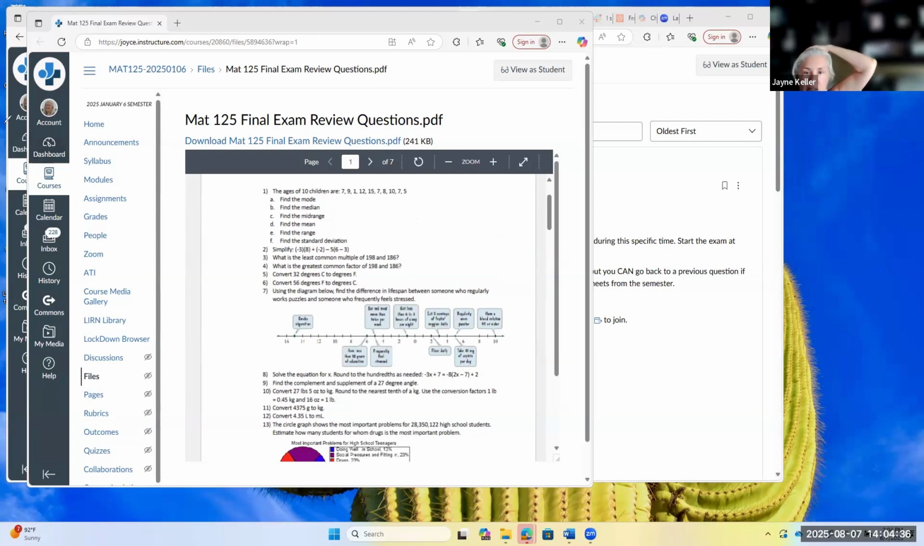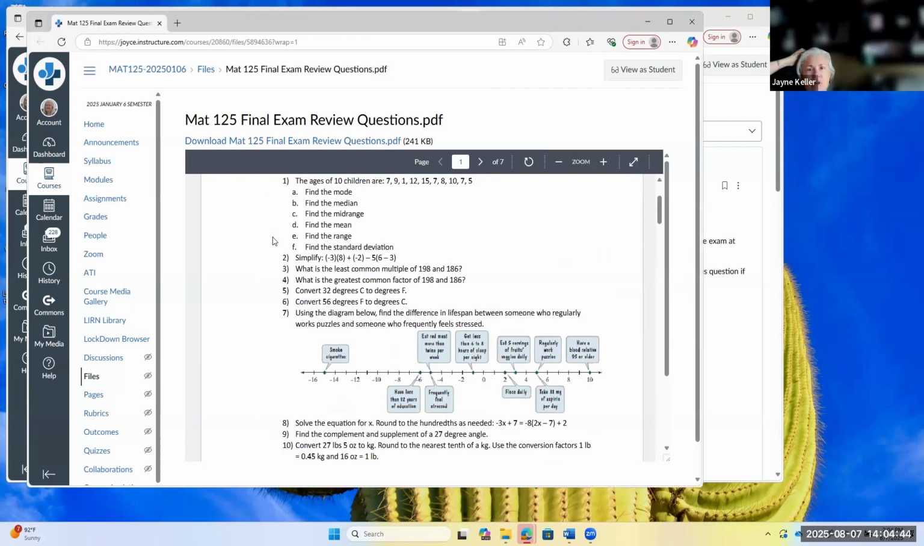So let's take a look at 3, the least common multiple. We have a couple different ways to find the least common multiples. When the numbers are large like this, I prefer to use prime factorizations. If the numbers are smaller, like 14 and 20, I might just list the multiples of 20. That's probably faster. But for this one, I'm going to write the prime factorizations with factor trees.